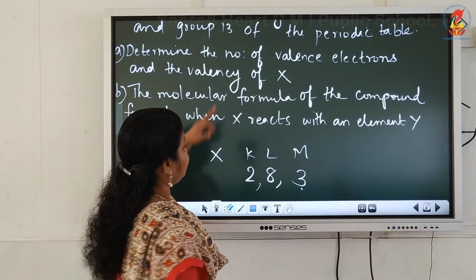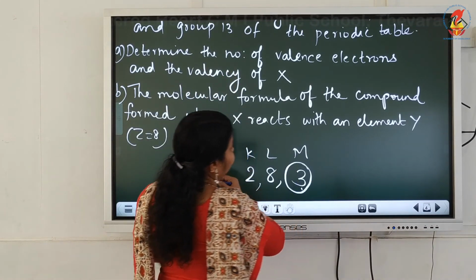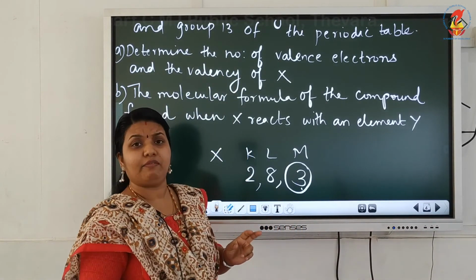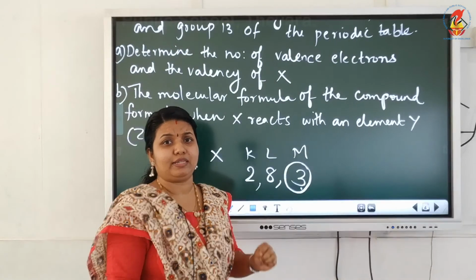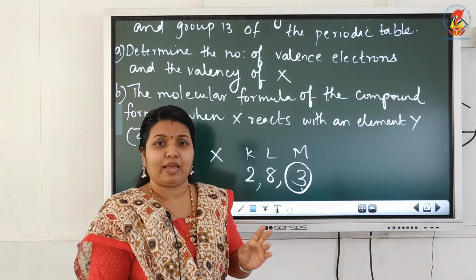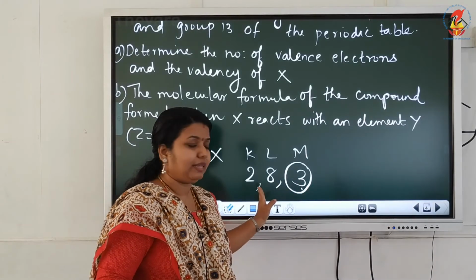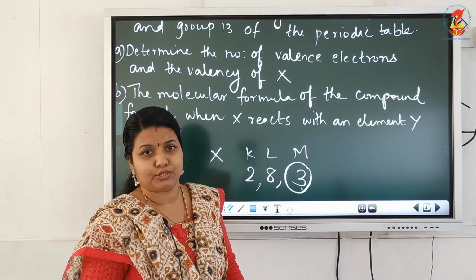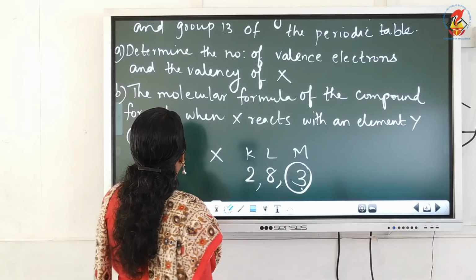Now, look at the first question. Determine the number of valence electrons. How many valence electrons are there? 3. What is the valency? Valency is also 3. Number of valence electrons is 3, that means valency is also 3. By losing these 3 valence electrons, it can get the configuration of neon.